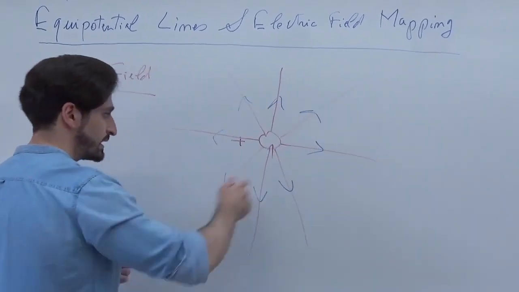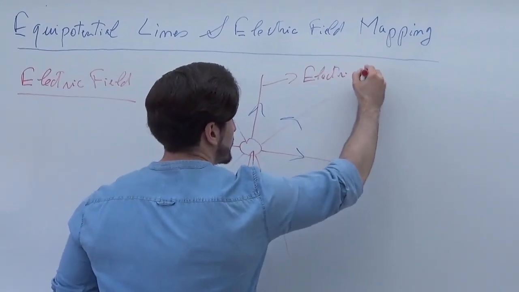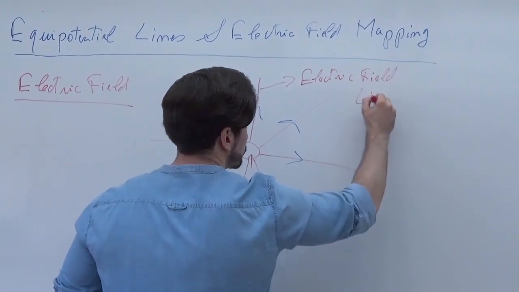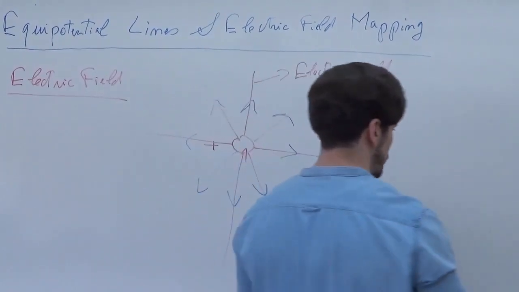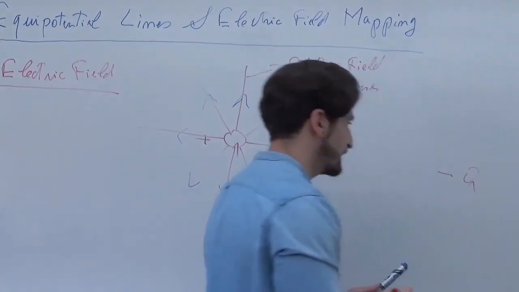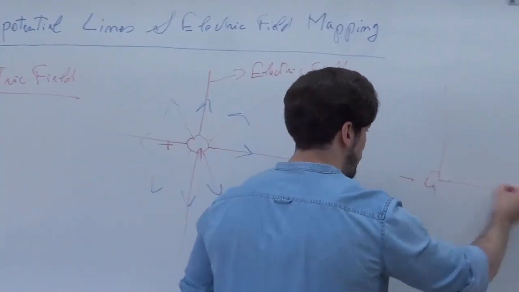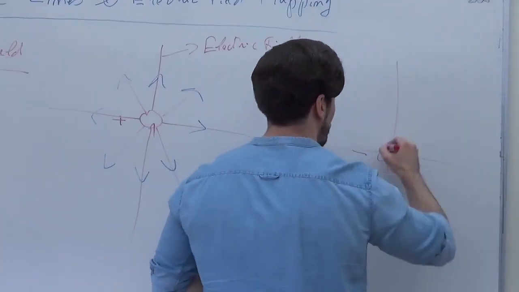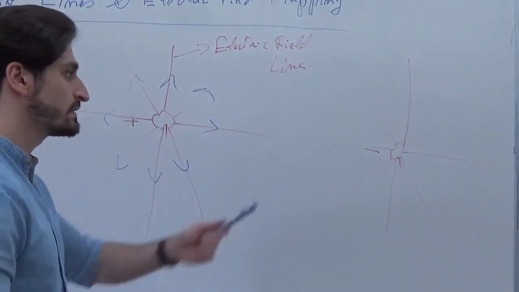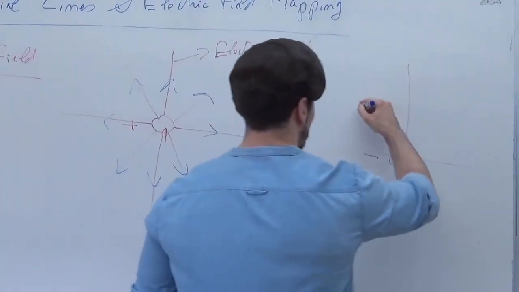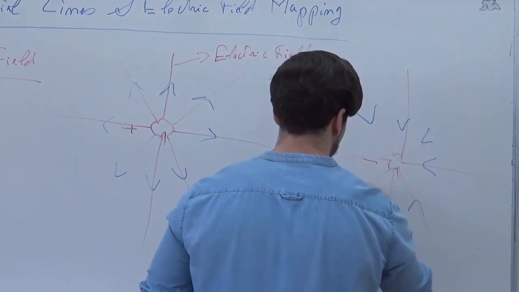And in that case, these lines over here, we are going to refer to them as the electric field lines. Now if we consider a single negative charge, minus Q, in that case, the electric field is also going to be directed in all directions. However, in that case, the electric field now is going to be directed inwardly rather than outwardly from the charge. So over here, the electric field is going to be directed inwardly into that negative charge.